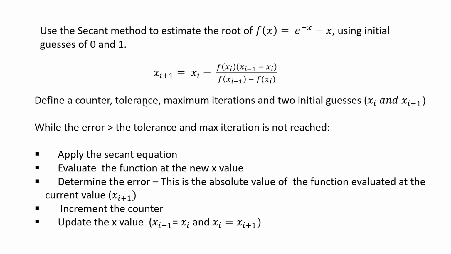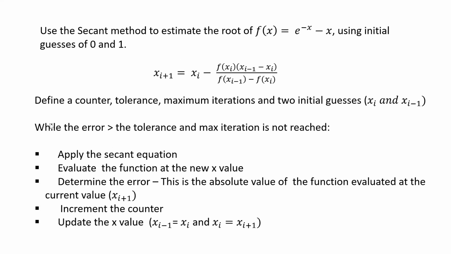Define a counter, the tolerance that you want to allow, the maximum iterations, and the two initial guesses that you want to use. In this case, the two initial guesses will be x_i and x_{i-1}, so that we can use them to find x_{i+1}. How do you do that? While the error, we'll see how to calculate it in a minute, is greater than the tolerance and the maximum iteration is not reached, then do these steps in the code.